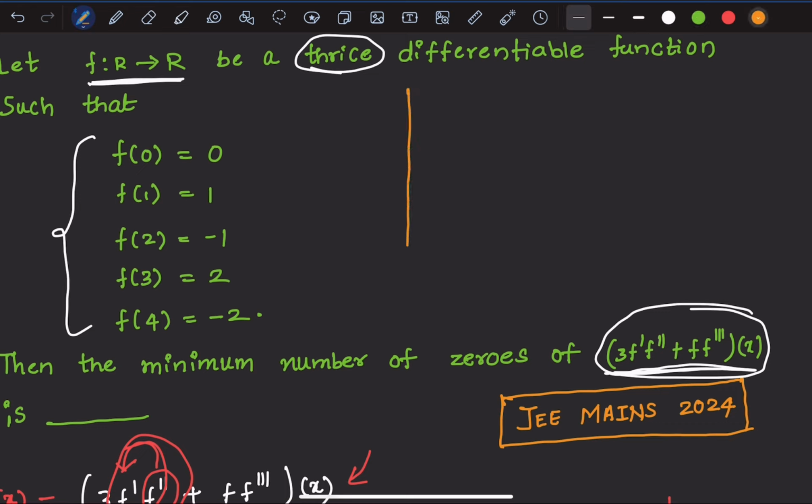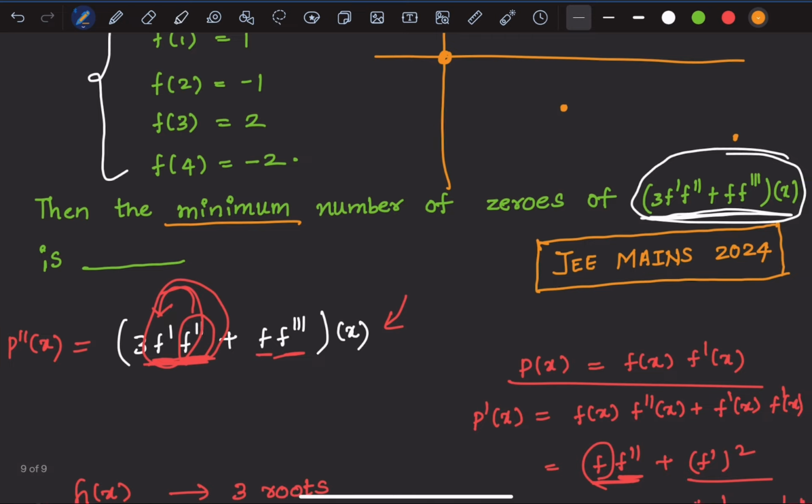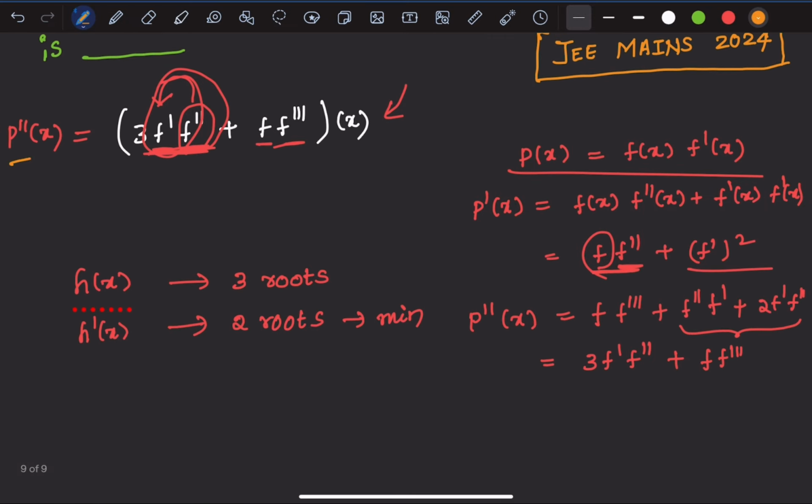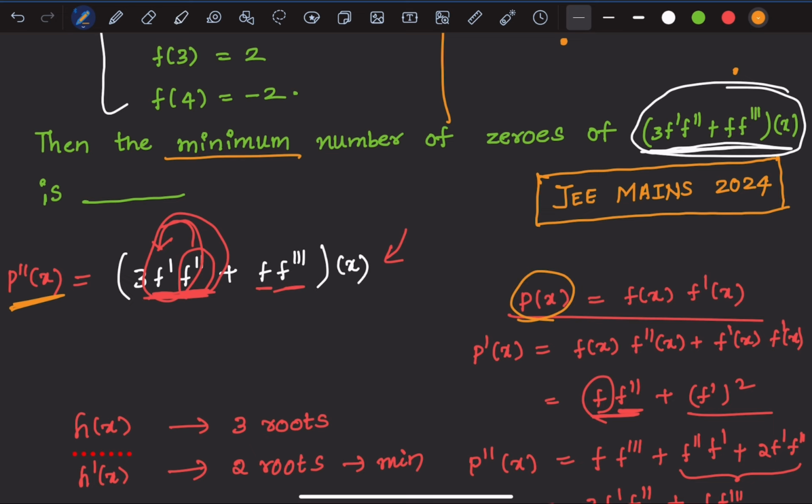Alright, so you have a graph like this. So at x is equal to 0, y is equal to 0, and 1, 1 will lie somewhere here, 2, minus 1, so somewhere here, 3, 2, it will be somewhere here, and 4, minus 2, so somewhere here. So they are asking us to find the minimum number of zeros of p double dash of x. So let us find the minimum number of zeros of p of x first.